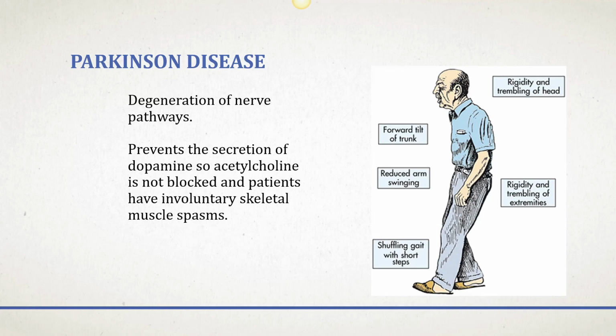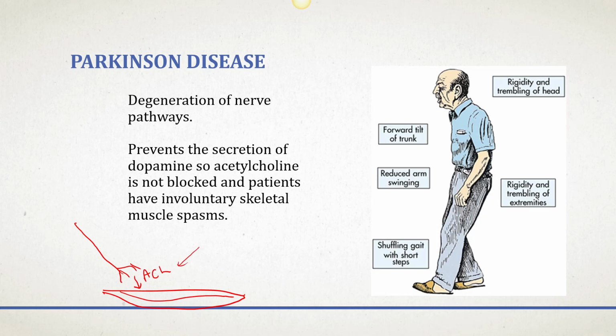In Parkinson's disease, you have degeneration of the nerve pathways, which prevents the secretion of dopamine, so acetylcholine is not blocked, and patients have involuntary skeletal muscle spasms. So you have a neuron that branches and leads to a muscle. And when it innervates the muscle, it's going to secrete out acetylcholine, ACH, and that's going to tell the muscle to contract.